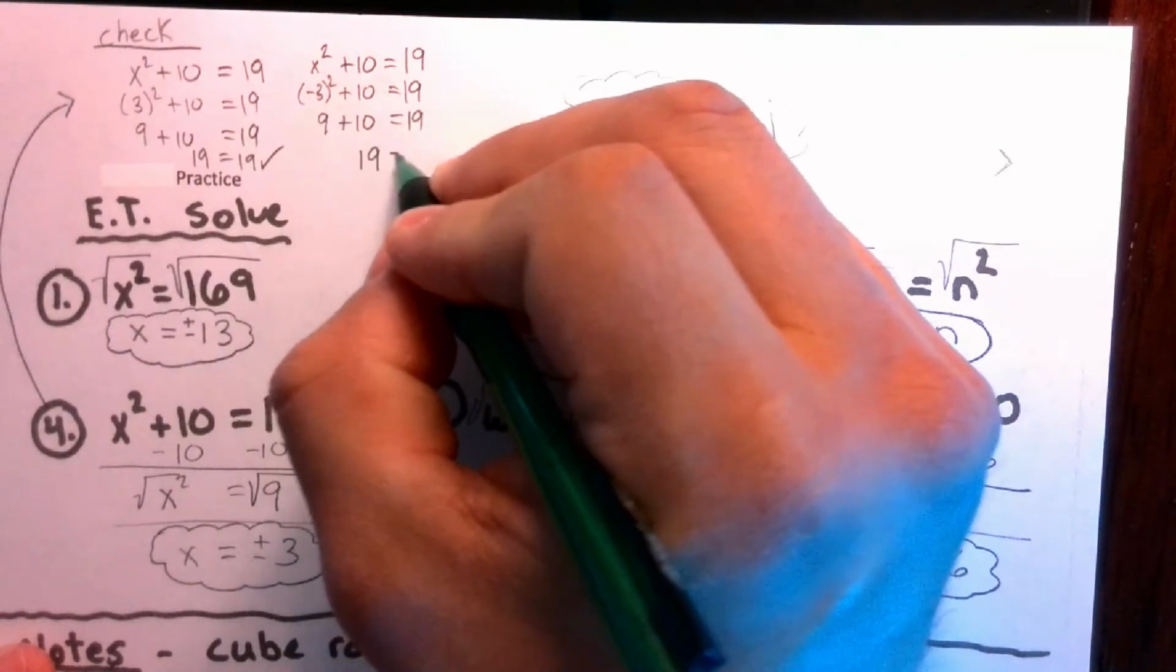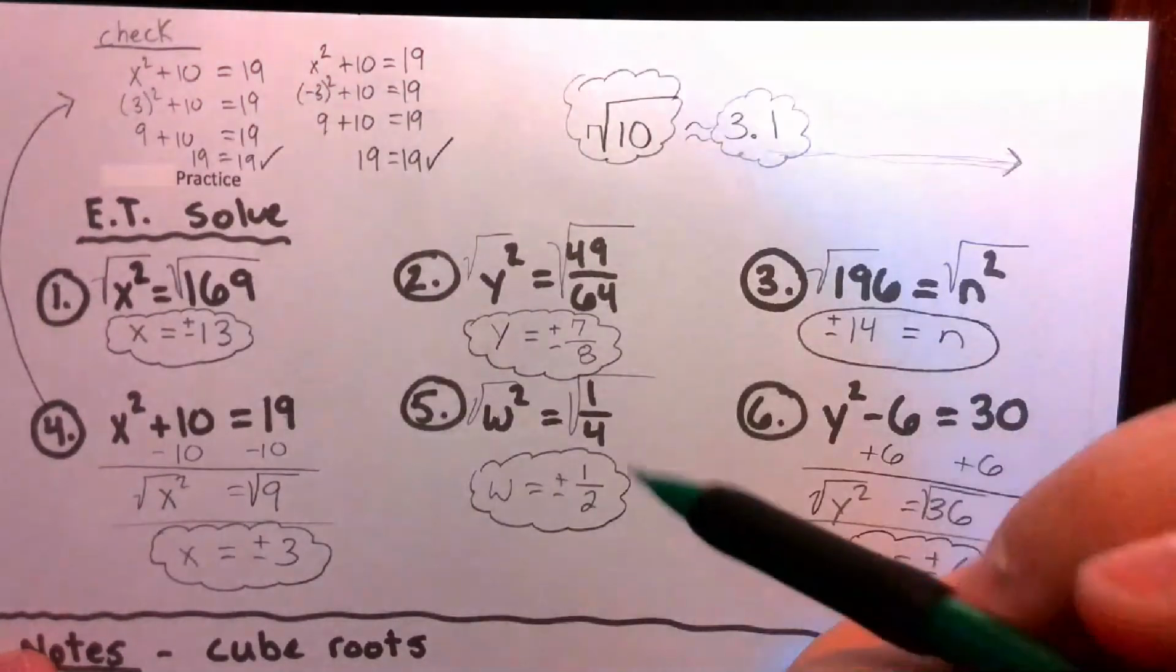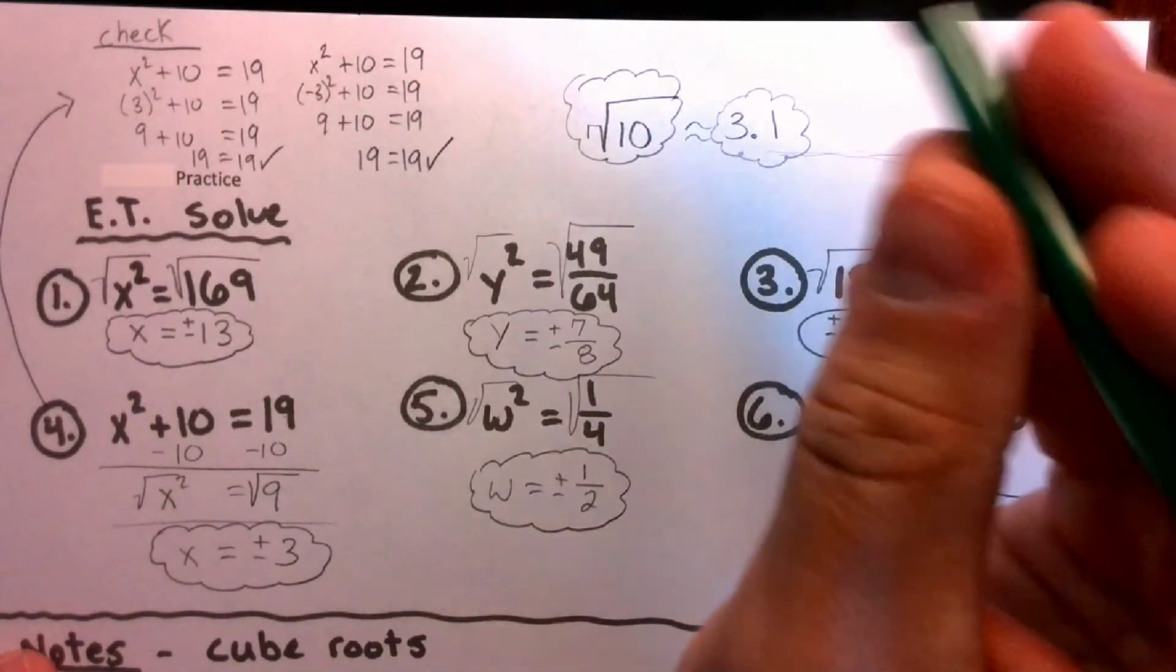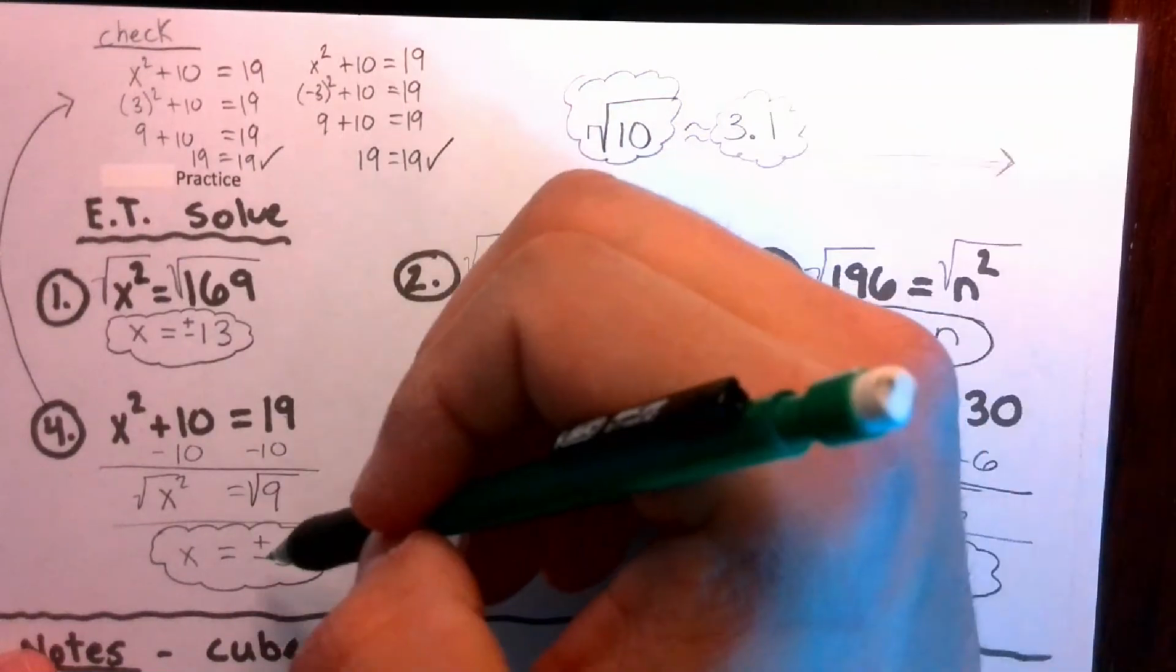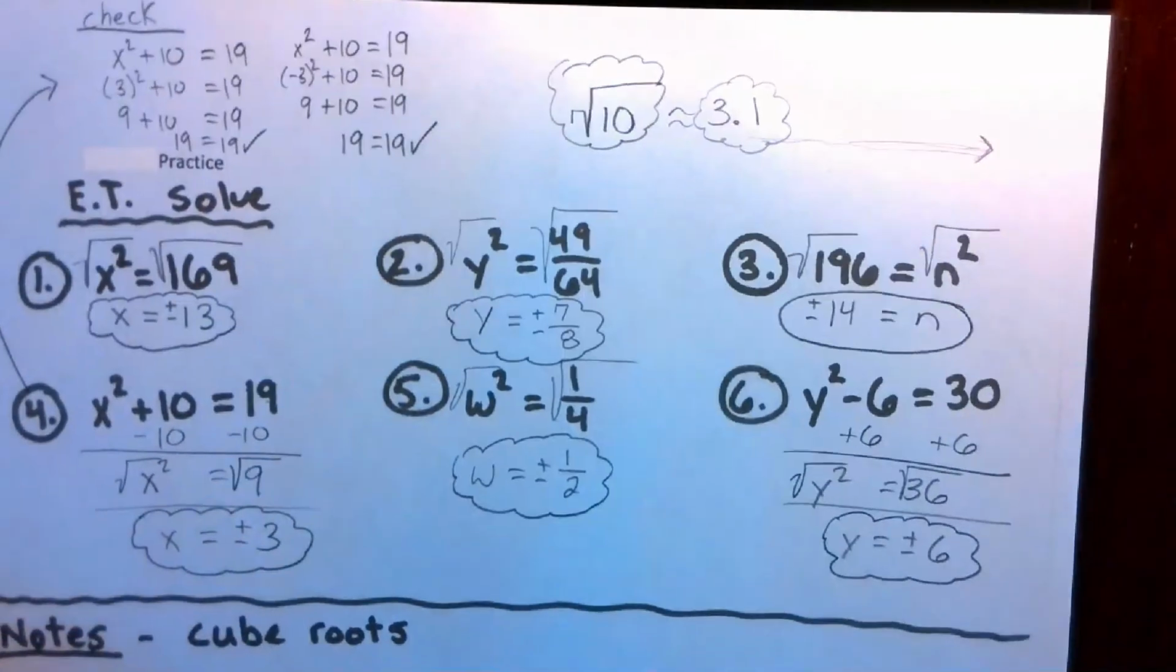And you still get 19 equals 19. So indeed, both 3 and -3 really do make that equation true when you check it here. So that is for squares. Now today we're going to be talking about cubing, okay?